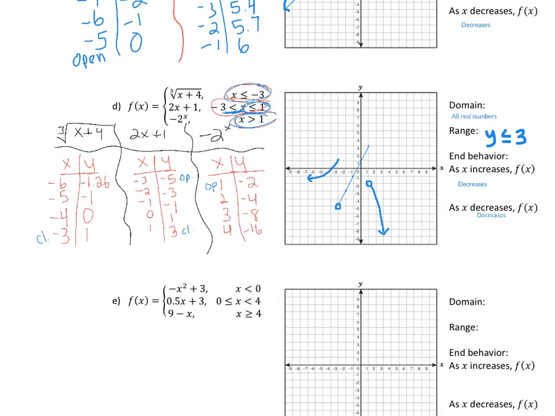And there's the whole problem. Go ahead and try E on your own. It's another one that has 3 pieces.